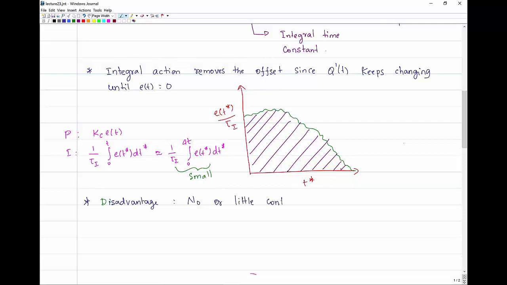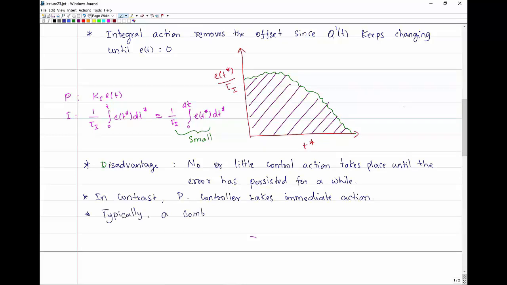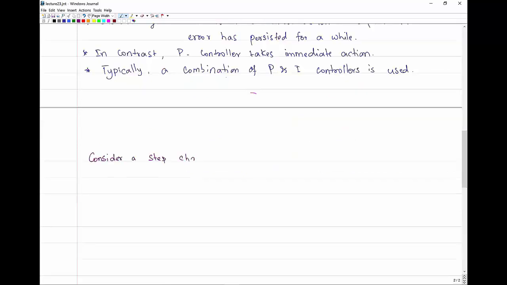However, the disadvantage with an integral controller is that it is very sluggish. No or very little control action takes place until the error has accumulated over a period of time. In contrast, proportional controllers take immediate action. They are extremely fast, and therefore it is common practice in the industry to use some combination of proportional and integral actions instead of using either proportional or integral actions separately.